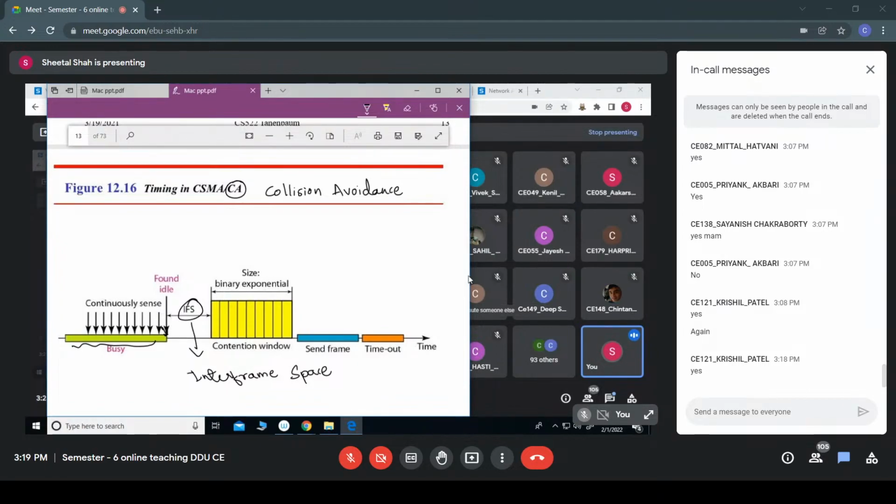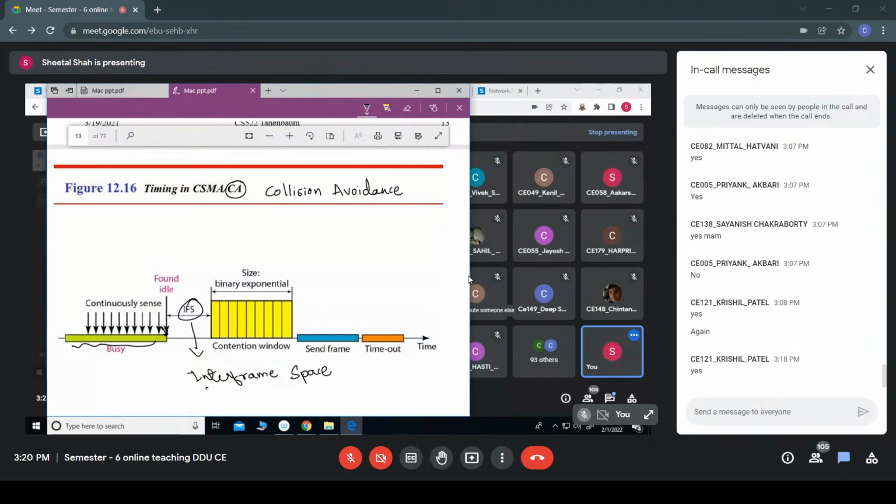So it would just sense whether some other station has started transmission or not. For that, for this much amount of time, that is the interframe space, it would just wait. Okay. Now after the interframe space, again it would not start transmitting immediately, but it would wait for this contention window.